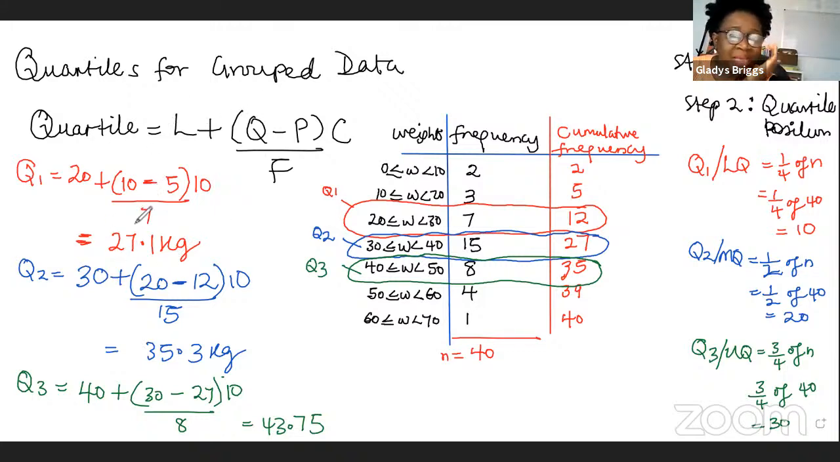So that's how you do it. That's how you find all the quartile positions, all right? You need to know how to find them.